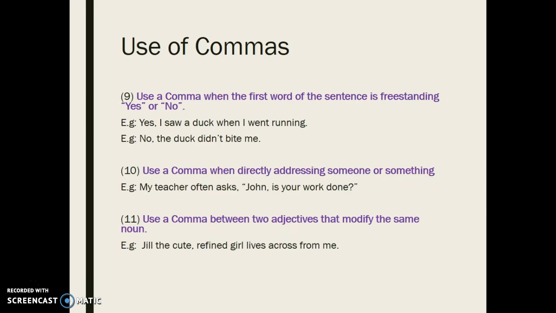11. Use a comma between two adjectives that modify the same noun. Jill, the cute, refined girl, lives across from me. Now this is easy to pick up because without the comma, it sounds like it has an error in diction. Jill the cute refined girl lives across from me. To seasoned writers and native English speakers, you can hear that something's not quite right with that sentence. And that little pause makes it 10 times more appealing. Makes the sentence sound good.